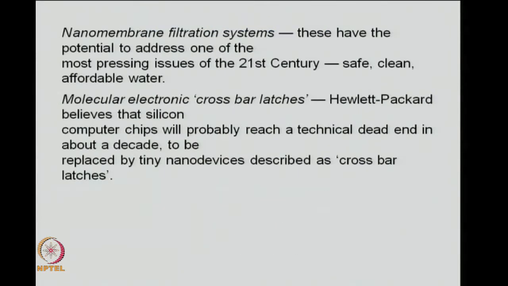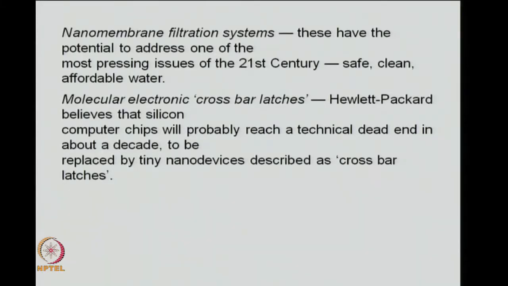Then in nanomembrane filtration systems, because water purification remains to be a challenge for the world, and more we will need membrane based technologies to purify water, and a lot of work in this area is going on to generate nanomaterials which can remove toxins from water of different kinds and generate these filtration systems.